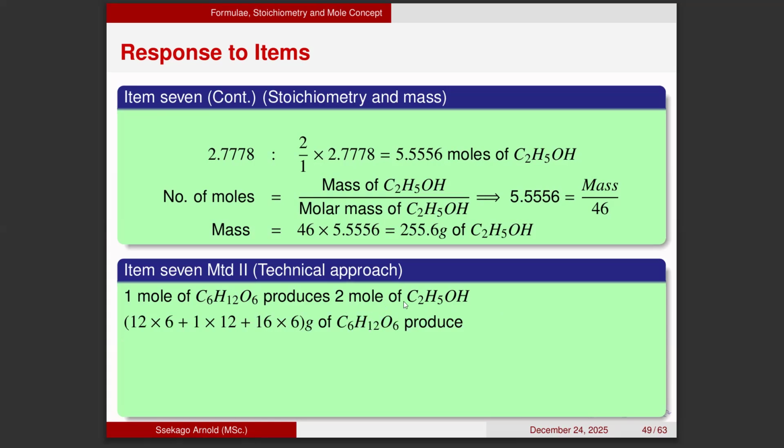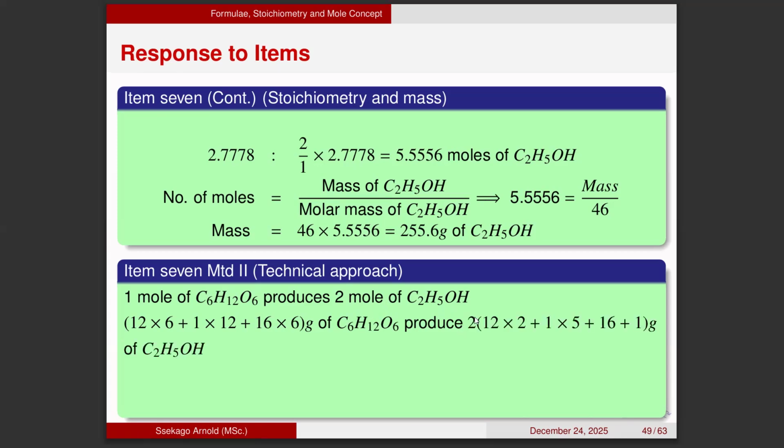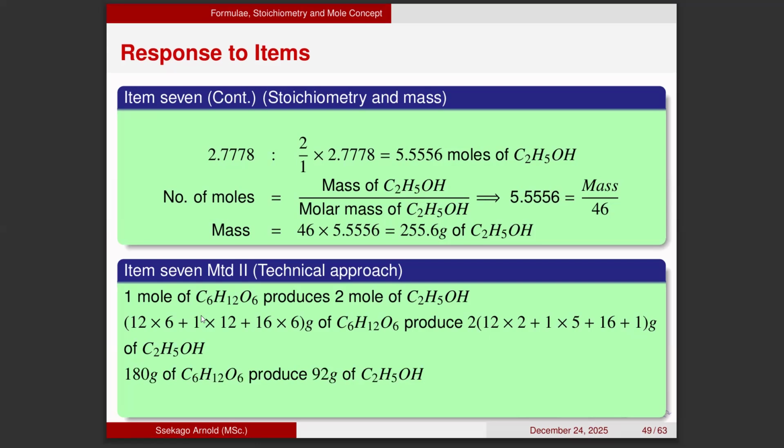2 moles of ethanol. Recall that 1 mole of ethanol is molar mass. So if we have 2 moles, then we are going to multiply with a 2. So we put a 2 and open our brackets. C is 12, so we have 12 times 2 plus 1 times 5 plus 16 plus 1. Grams of glucose. Then we compute. This gives 180 grams of glucose. Then this information for ethanol gives 92 grams of ethanol. So 180 grams of glucose produce 92 grams of ethanol.